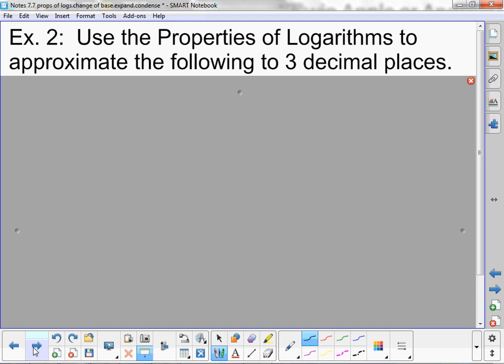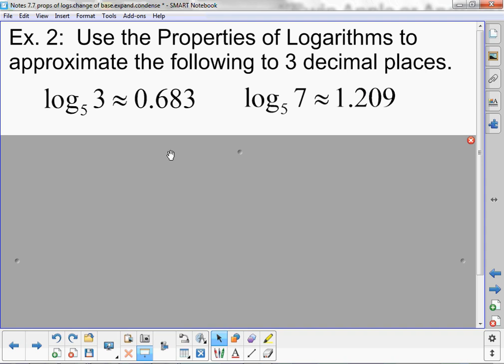Use properties of logarithms to approximate the value to 3 decimal places. With these ones, I'm going to tell you some values of logarithms. With this information, you need to be able to evaluate or approximate to 3 decimal places. These two things I'm telling you are approximations, so you can say 5 to this power is about 3, and 5 to this power is about 7.